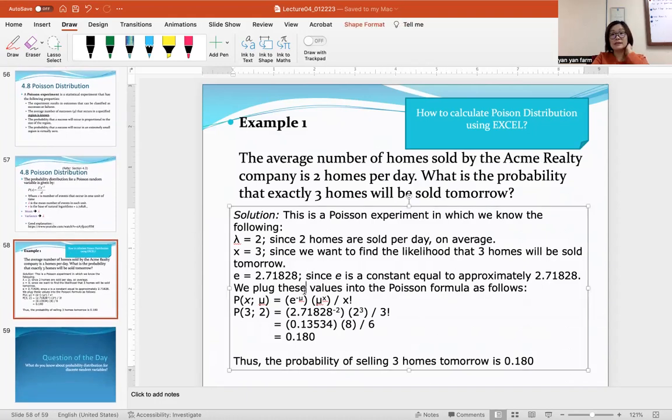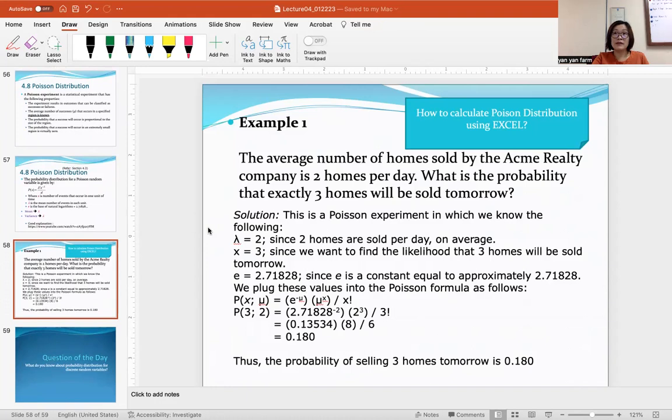So another question is, can we use Excel to plot the Poisson distribution curve? I give this as a tutorial. I will list it down. Try it out, and we can look forward to Thursday to discuss it together.